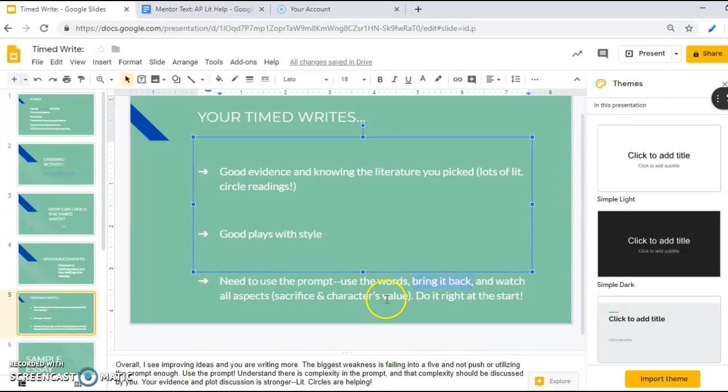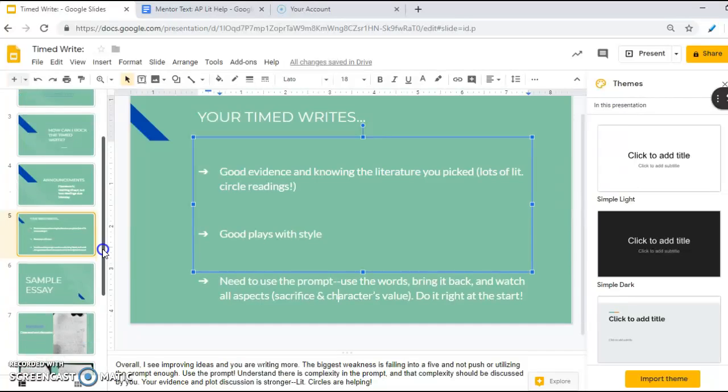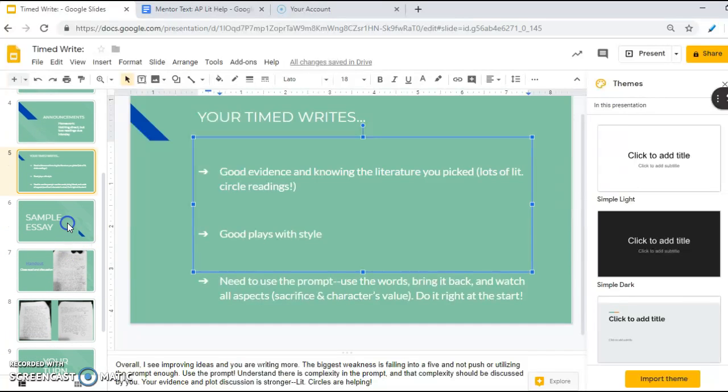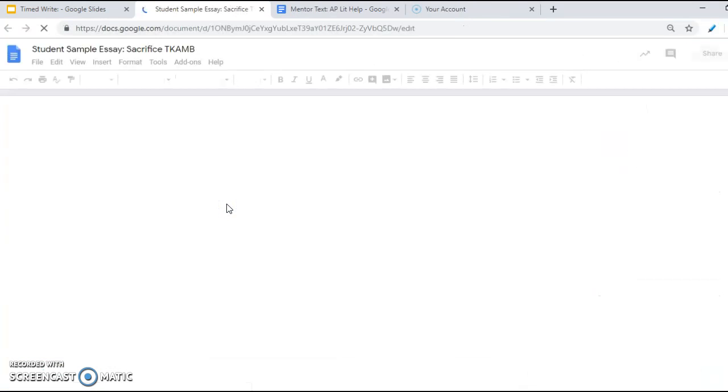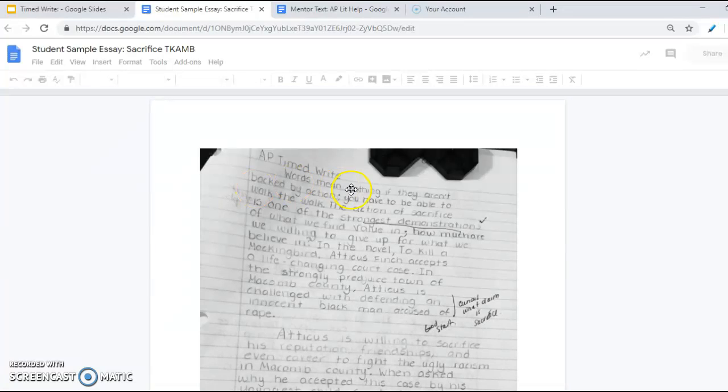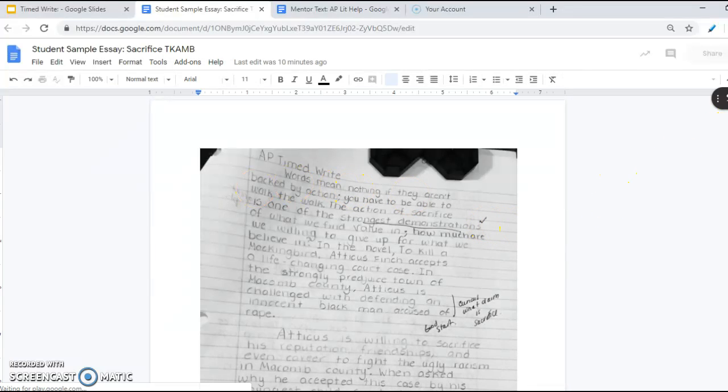And then you need to watch all aspects of the prompt. A lot of kids talk sacrifice, but they did not get to the character value. So make sure you do that right from the start in your intro discussion. Next, we have a sample essay. It is attached here if you want to read it a little bit more easily, and it's also on the screen. So I want you to read through this because this essay is very nice.